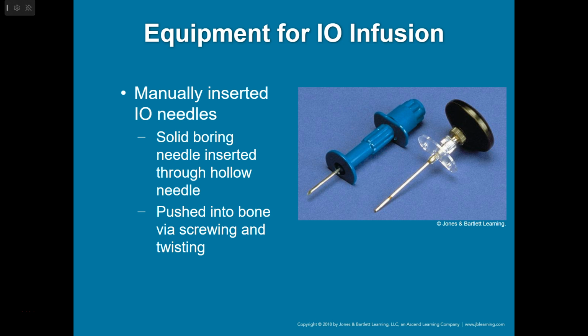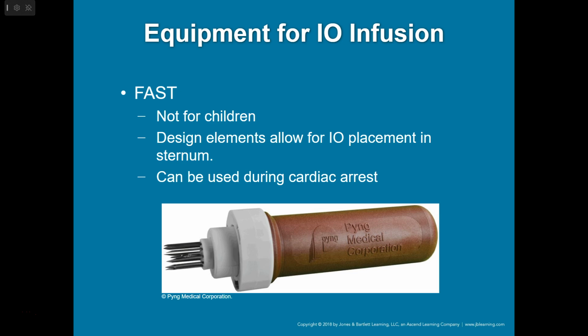Essentially, it is a needle that you push through the bone, and then it's got a catheter on the inside, another needle that you withdraw out of it. You have to kind of twist it in there. This one here has a bunch of different needles on it. I think there's about 10 or so needles on this FAST device that goes into the sternum.